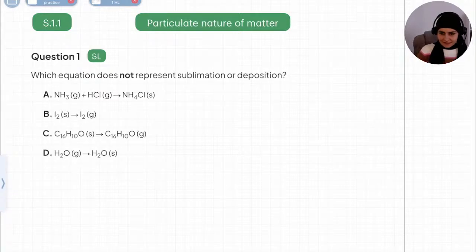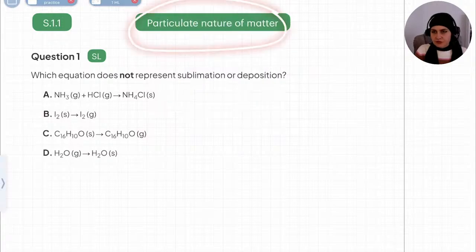Hi guys. Today we will be solving practice for the particulate nature of matter topic for IB. It fits both SL and HL and it's Structure 1.1.